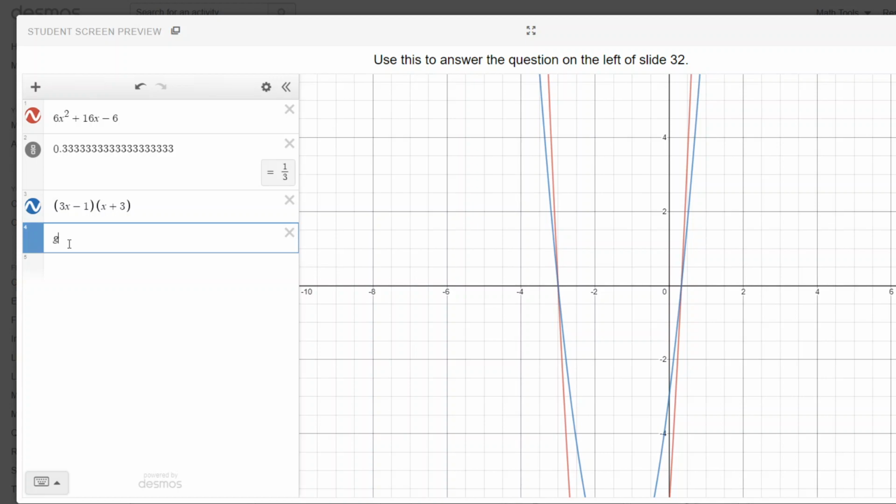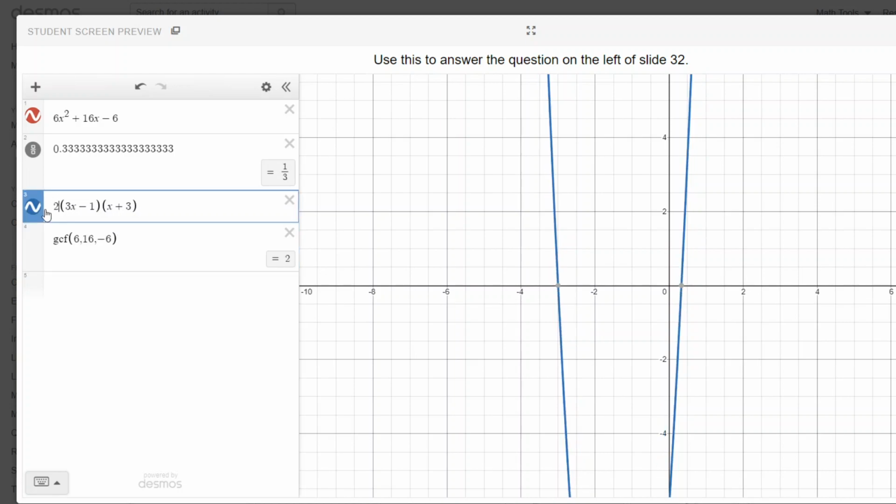So perhaps there's a GCF. Let's take a look at the numbers. 6, 16, and negative 6. And you will notice that there is a GCF of 2. So if you put 2 at the start here, there you go. You can see that's exactly the same graph. And for that reason, you know you have the correct answer.